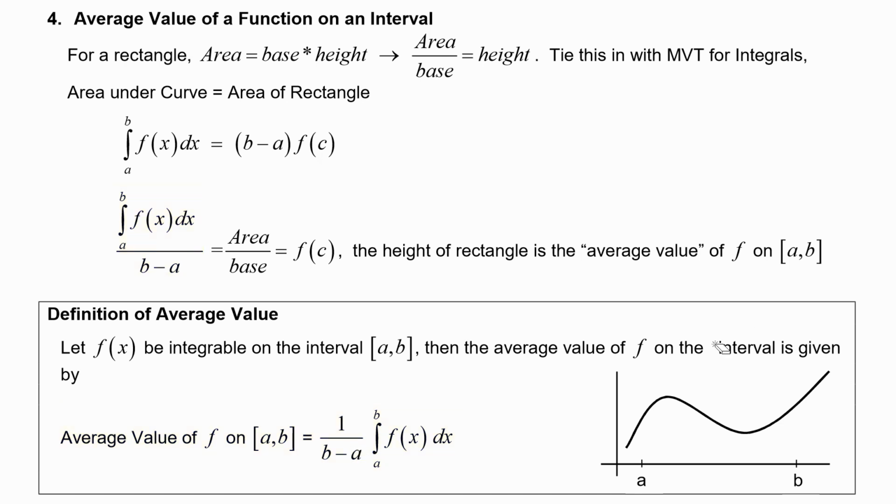Now, if we look at a picture here, then here's our interval from a to b. If we integrate, that would give us the area under the curve. If we divide that area by the base, which is this length, b minus a, then what that is giving us is the average height of the function on that interval. So this y value would be the average value.